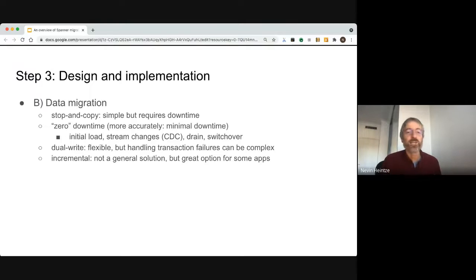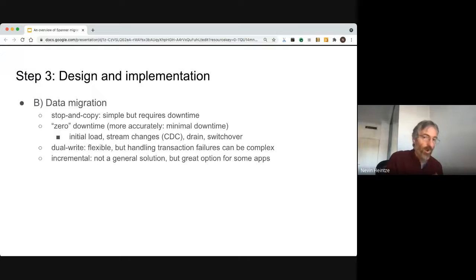So obviously a big downside here is that you need to stop your application for a period of time, maybe a few hours or more. And the basic idea is stop everything, copy over all the data from MySQL to Spanner, and then start up your applications again. So the beauty of this approach is its simplicity. However, most online databases can't be migrated this way because they can't tolerate the downtime. But if you can, seriously consider doing stop and copy.